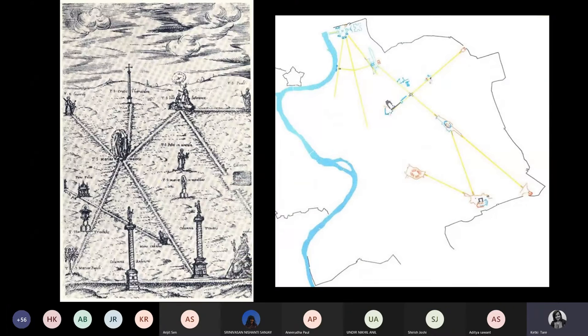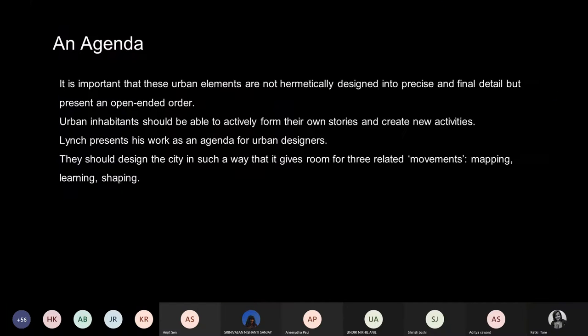This is another example which similarly contributes to the legibility, where you have very clearly defined pathways or axes that are created, which are again anchoring some very important structures. So these elements help one orient themselves in a certain way. These are the elements which make it more legible, or the visual quality is enhanced because of these clearly defined elements, right? So what was the agenda like when this book was written?